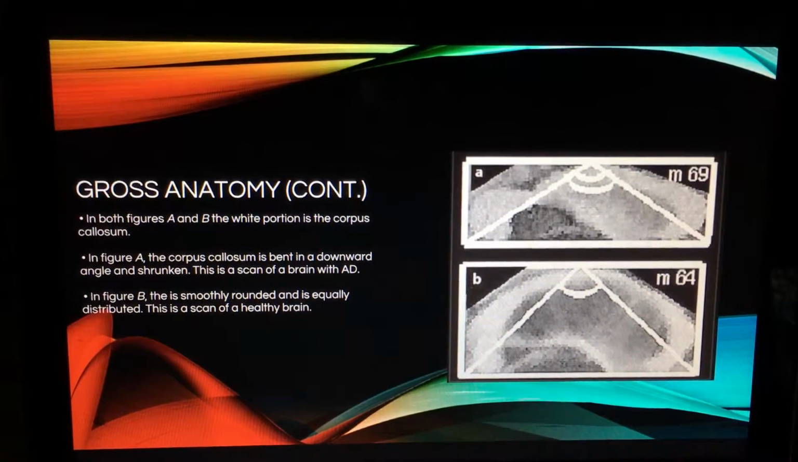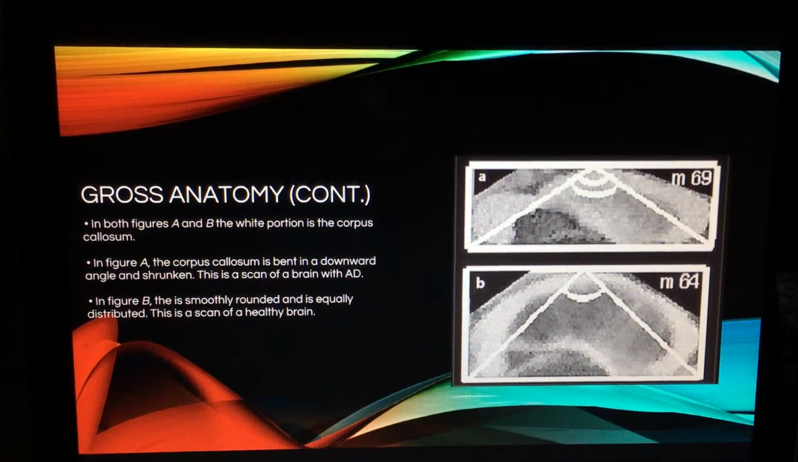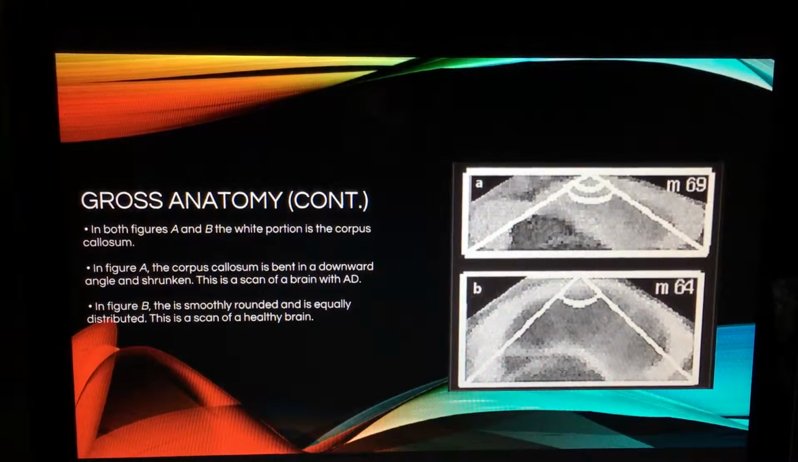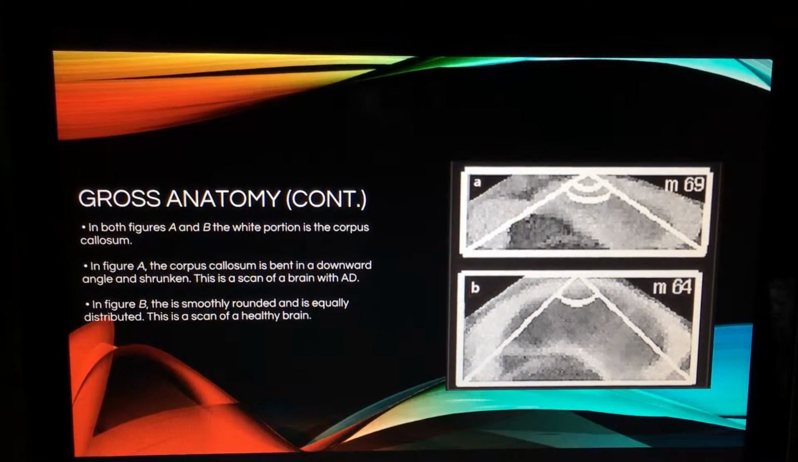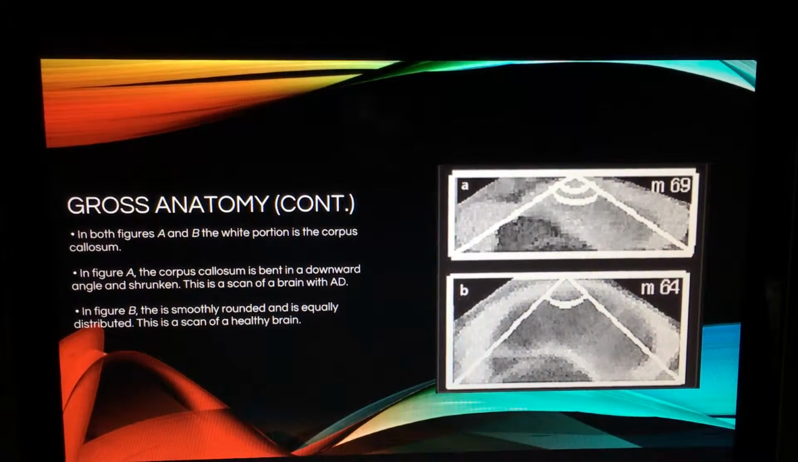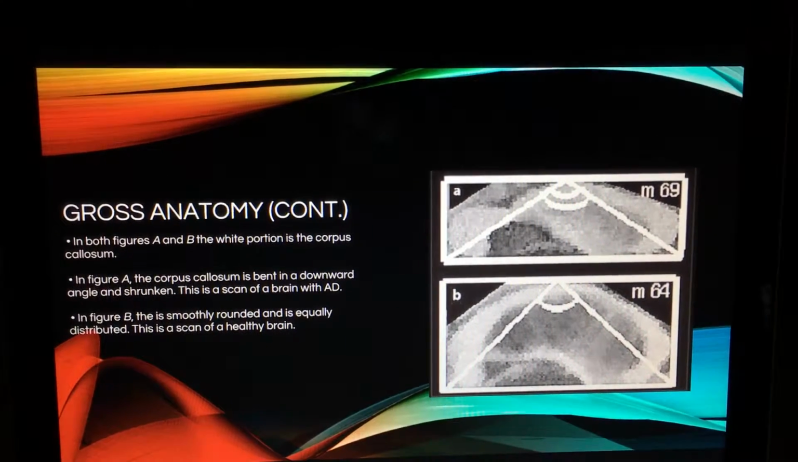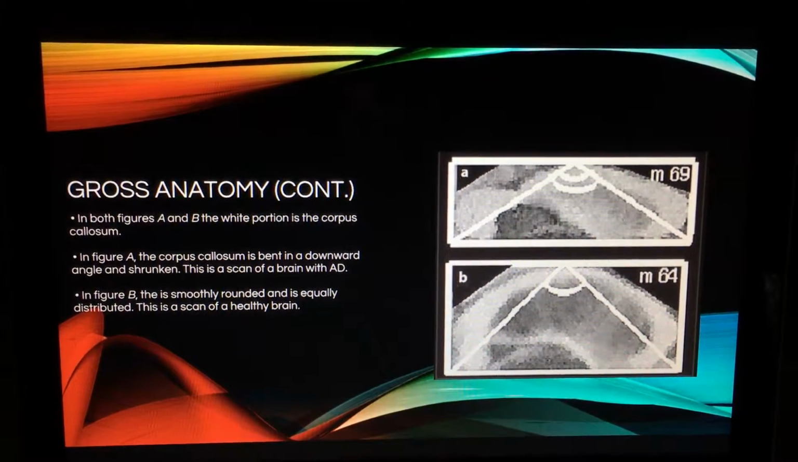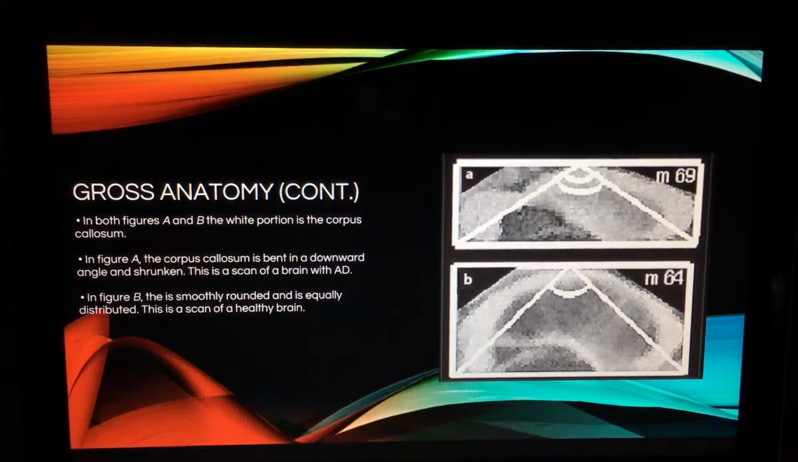In this figure, you can see what we mean by the smaller corpus callosum. In figure A, the corpus callosum is bent in a downward angle and shrunken. This is a scan of a brain with Alzheimer's disorder. In figure B, the corpus callosum is smoothly rounded and is equally distributed. This is a scan of a healthy brain.